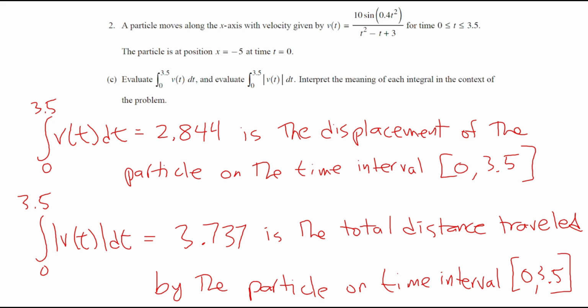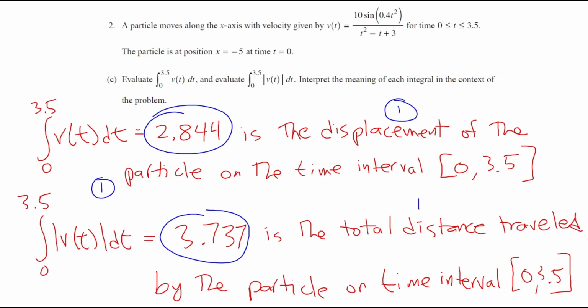We got 1 point for having the 2 correct values here. So that's 1 point. And then we got 1 point for the explanation of each one.